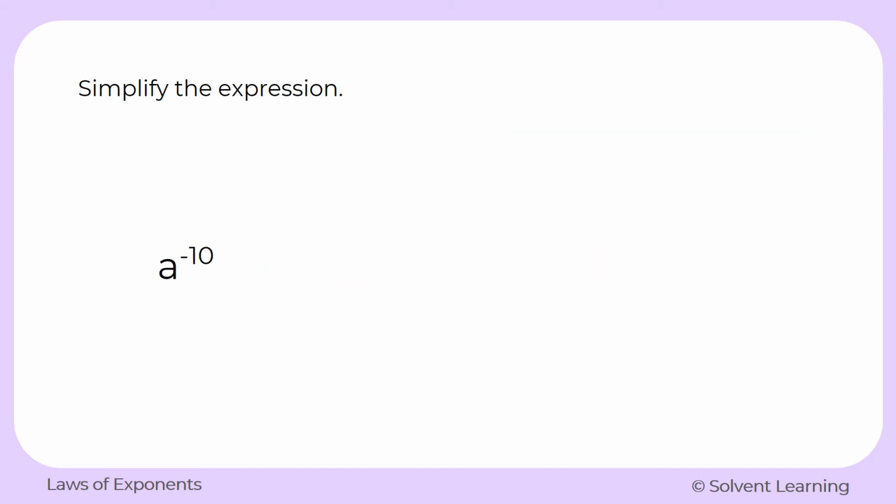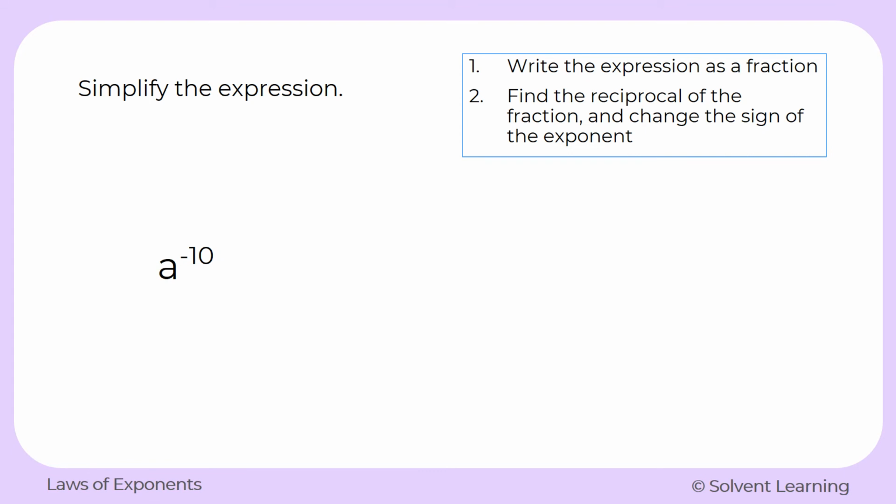Now we have an example that has a variable as a base. We have a raised to negative 10. We have our same steps. Whenever we see a negative exponent, we refer to these steps. First step, write the expression as a fraction. The same way as we did before. Even though we have a variable as a base, the process is still the same. So we have a raised to negative 10 over 1. And now for step 2, we're going to find the reciprocal by flipping this fraction and changing the sign of the exponent. So now we have 1 over a raised to the 10th power.